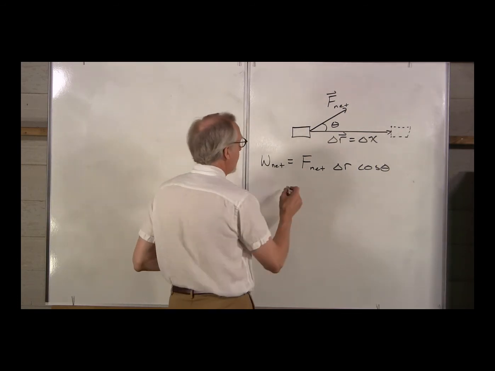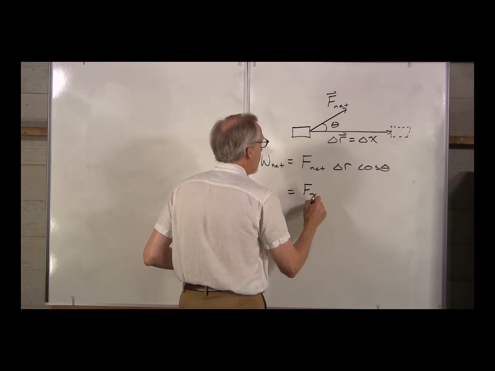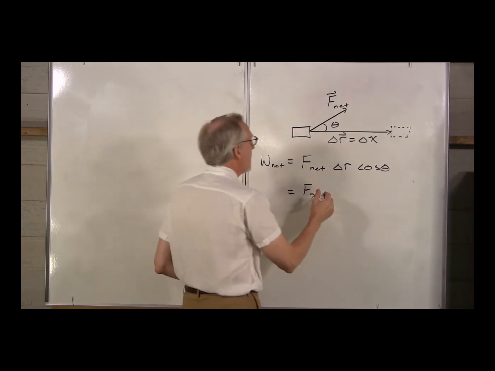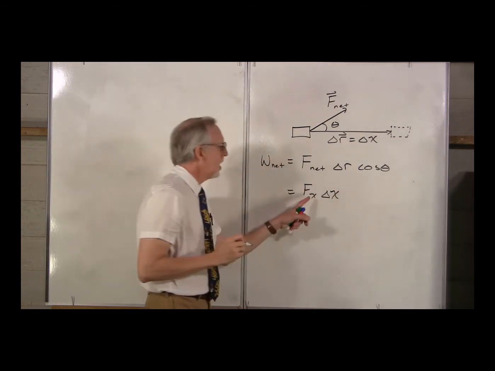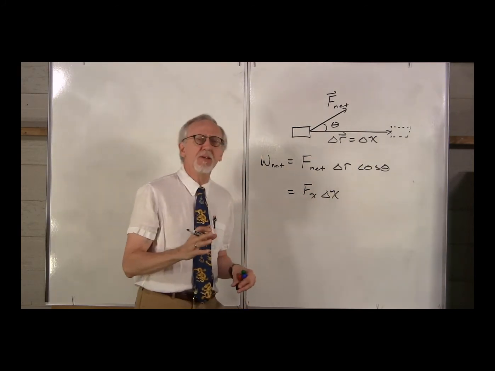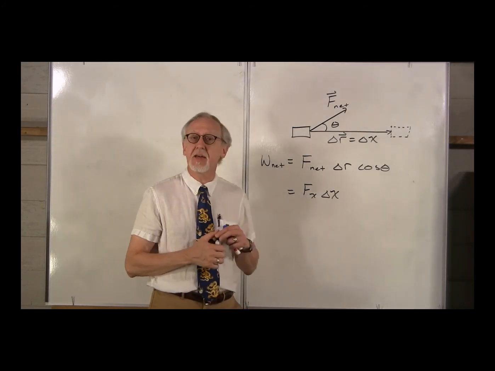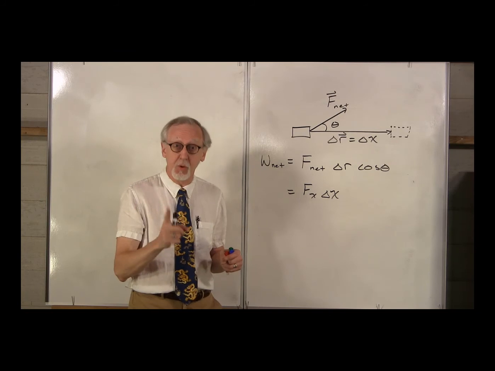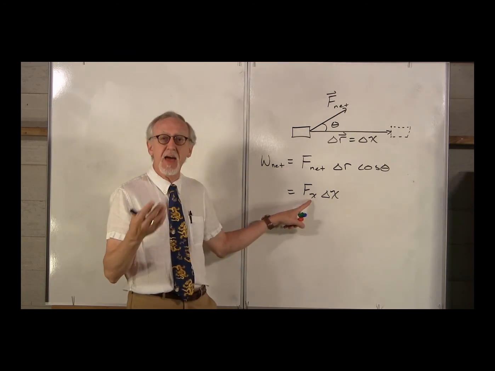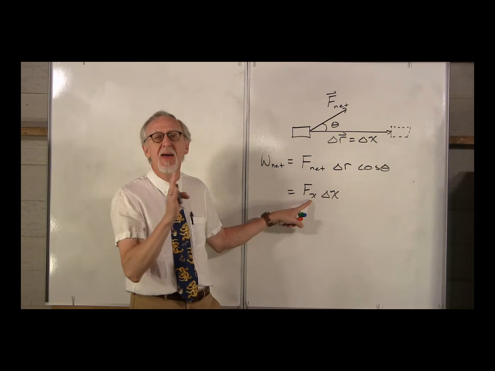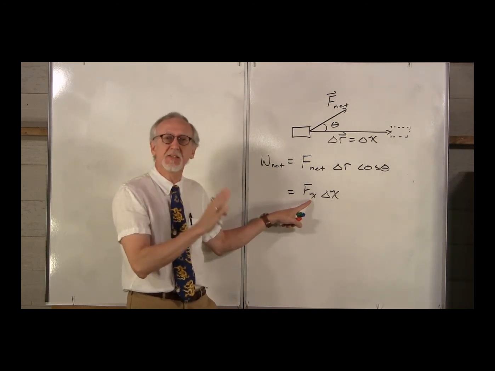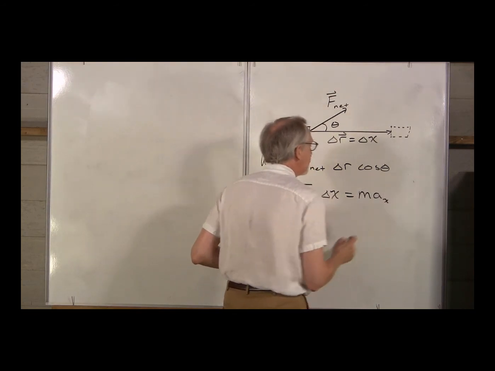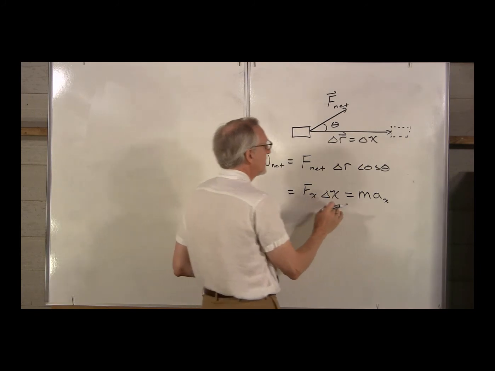So we can write this as F sub x, the x component of the net force, times delta x. What does Newton's second law tell us? Remember, F equals ma, where F is the net force. If this is the net force in the x direction, this must equal max, the mass times the acceleration in the x direction. So we'll write this as max, that's F sub x, times delta x.